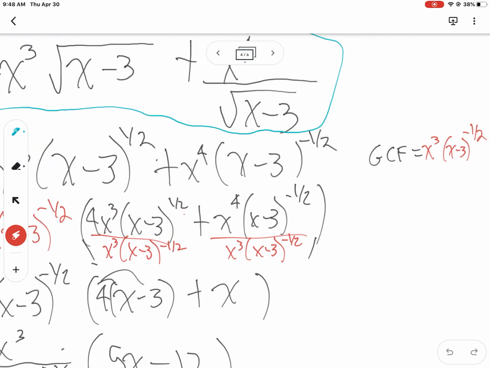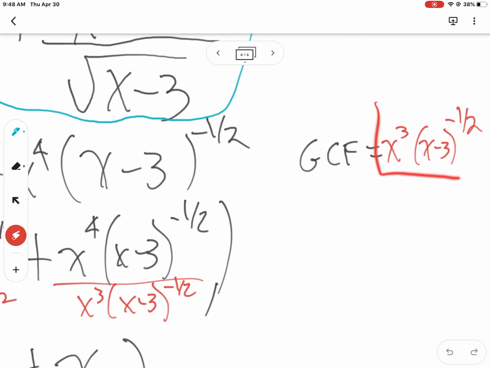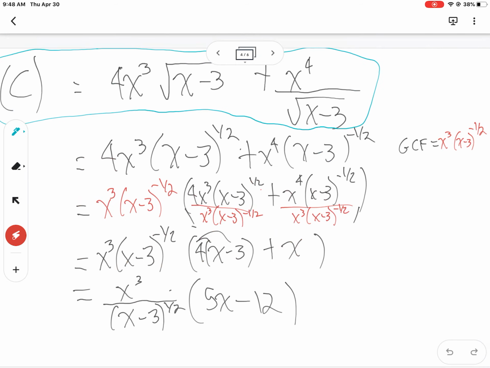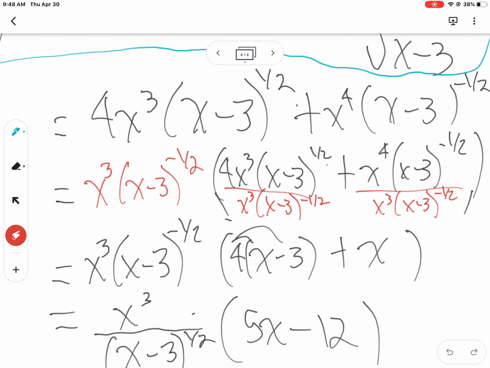That's negative 1/2. So what is our greatest common factor? Right there. That's our greatest common factor. Okay, so we start by writing the greatest common factor here. I've got that written out. And now I just rewrite my original question there, there, and now I divide each term by the common factor. Okay, so you can see here, I've got x cubed divided by x cubed. That's 1, and then I've got a 4. That gives me that 4 there.